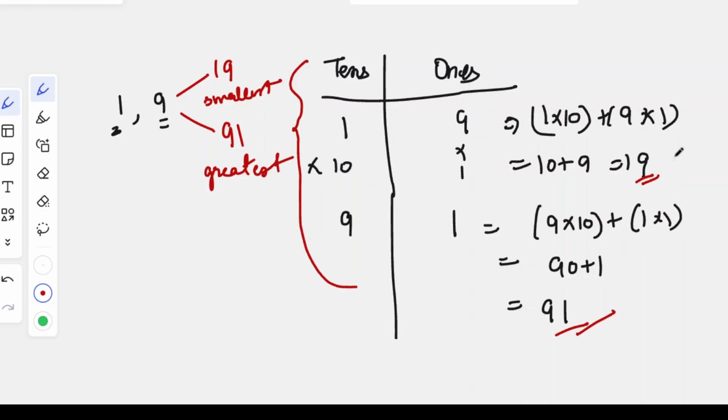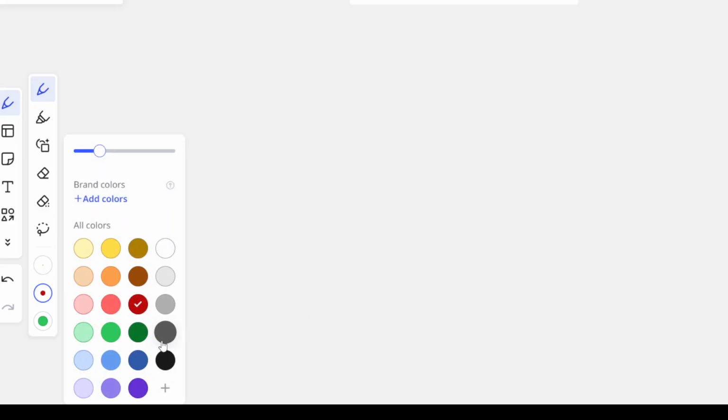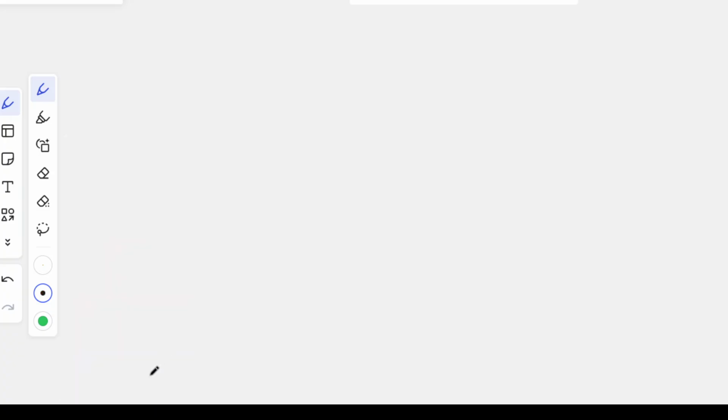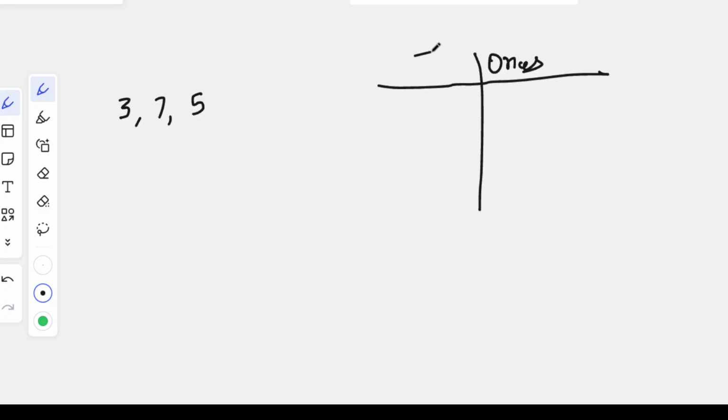All right, now we can make a number using 3 digits. The process is exactly the same, only one more digit we have. So let's suppose we have digits 3, 7 and 5. Here we have 3 digits, so we need 3 place values, right? We have ones, tens and hundreds, okay? The concept is same, okay?